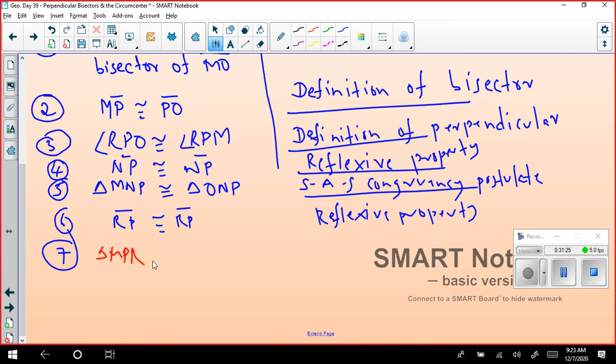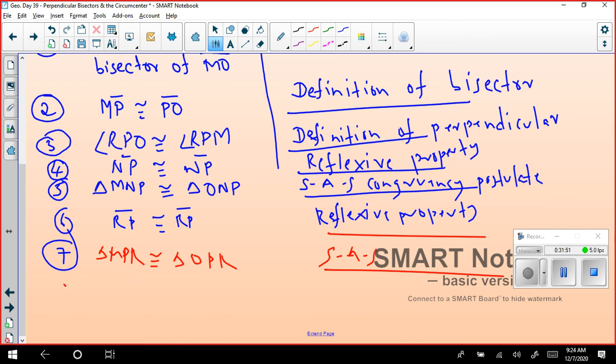Triangle MPR is congruent to triangle OPR. I'm just writing it short because today I think the stylus is giving lag. SAS congruency is the reason. I'm just not writing congruency. SAS congruency postulate is the complete reason for this step.